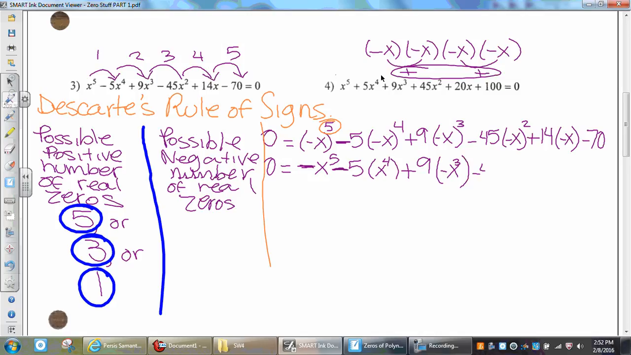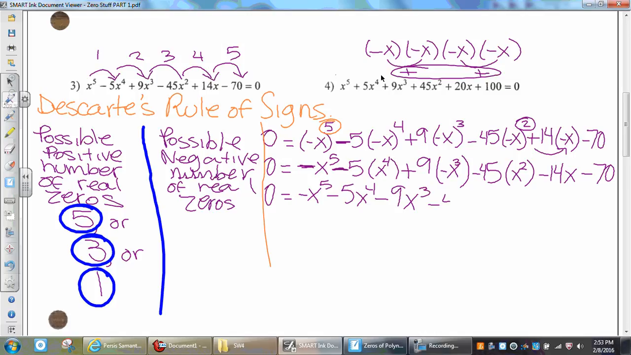The next one is negative 45, and here I have negative x squared. This is an even power, so negative x times negative x is positive x squared. And then finally, here we have positive 14 times negative x, so that will be negative 14x. Okay, now let's continue to clean this up a little bit more. So negative x to the 5th, negative 5x to the 4th, negative 9x cubed, negative 45x squared, negative 14x, and then negative 7.